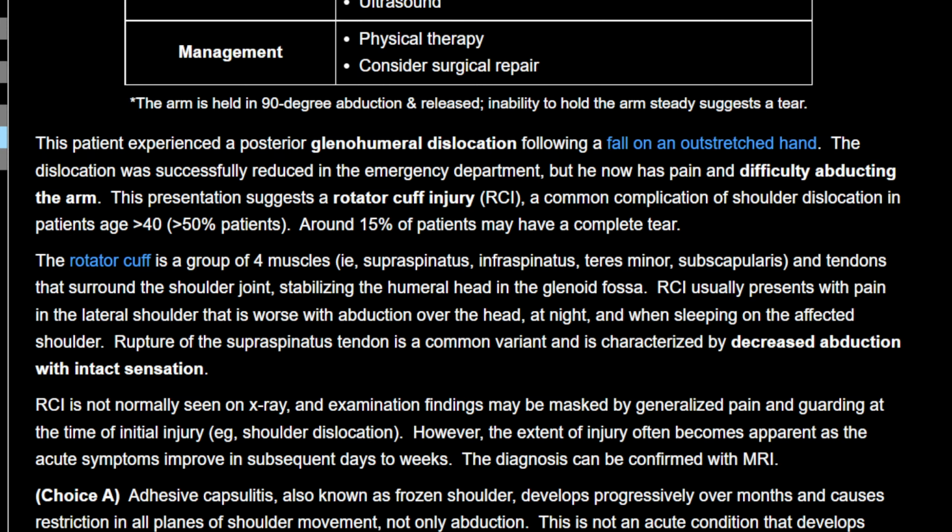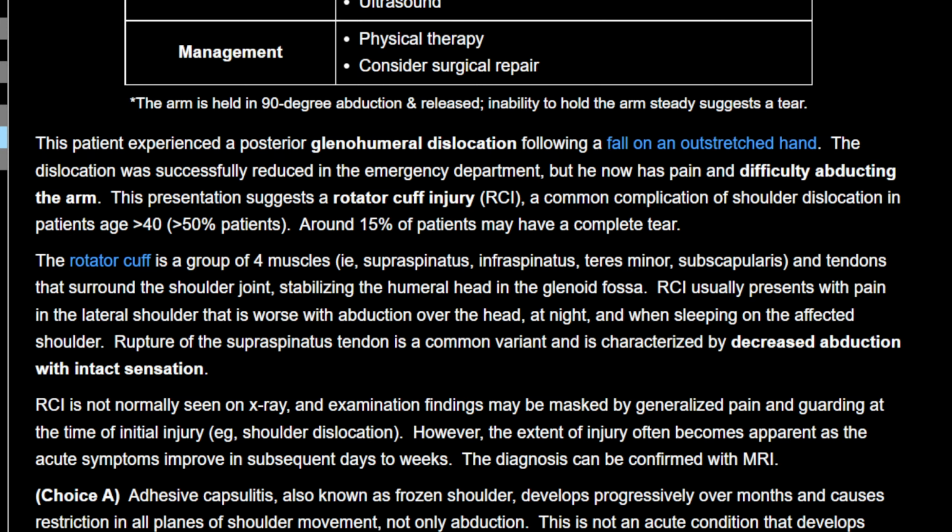This patient experienced a posterior glenohumeral dislocation following a fall on an outstretched hand. The dislocation was successfully reduced in the emergency department, but he now has pain and difficulty abducting the arm. This presentation suggests a rotator cuff injury, RCI, a common complication of shoulder dislocation in patients aged greater than 40, greater than 50% of patients. Around 15% of patients may have a complete tear.